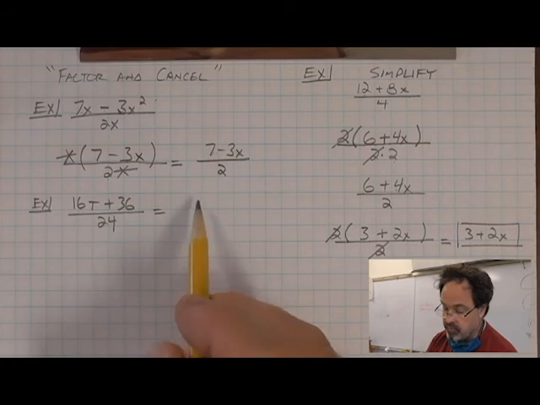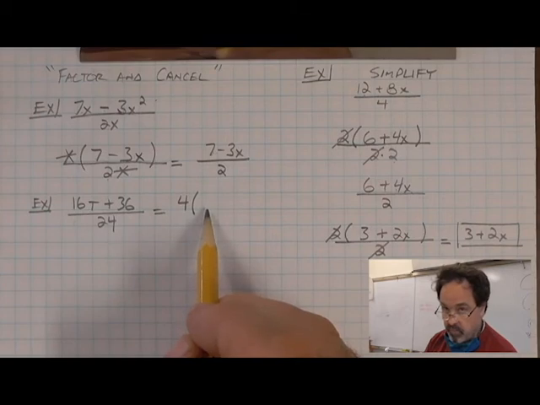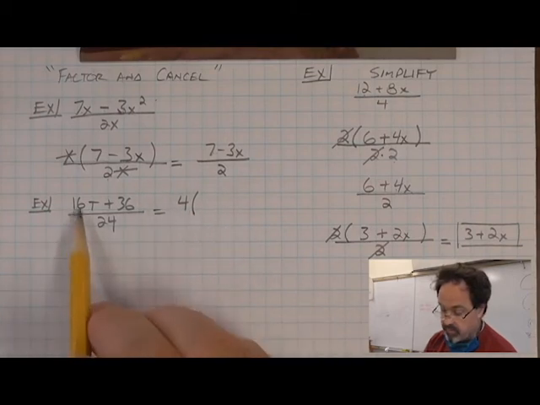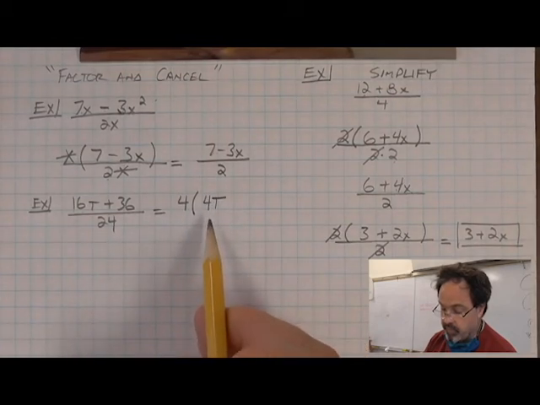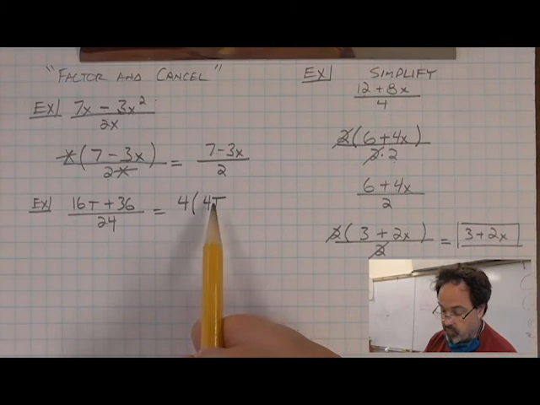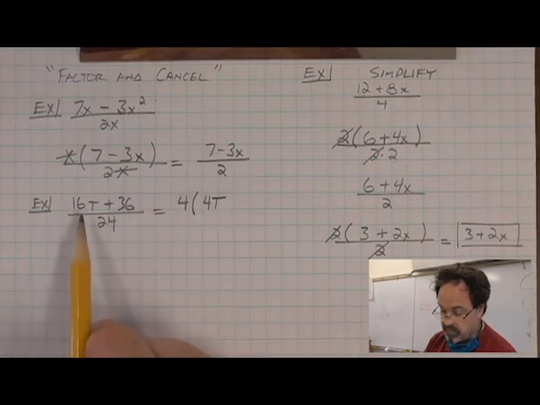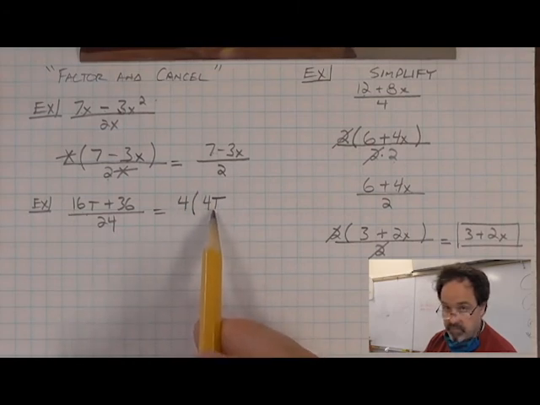So rather than choosing to factor out a 2, I'm going to go for a higher number. I'm going to factor out a 4. What remains of the 16t is 4t. Remember that we can check by remultiplying. 4 times 4t equals 16t. That's why I can factor out a 4 and the 4t remains.